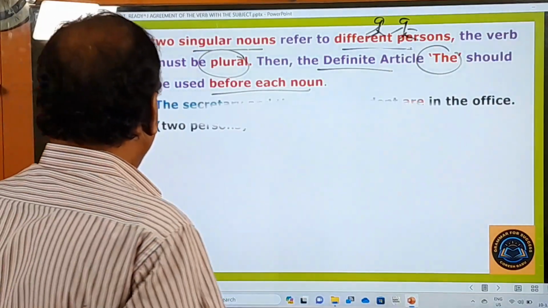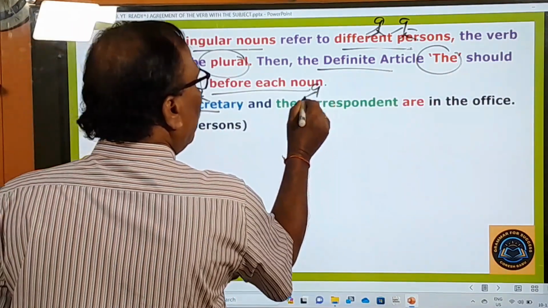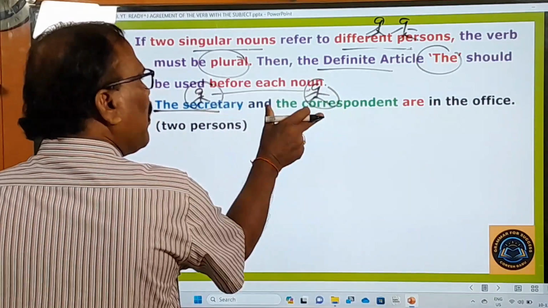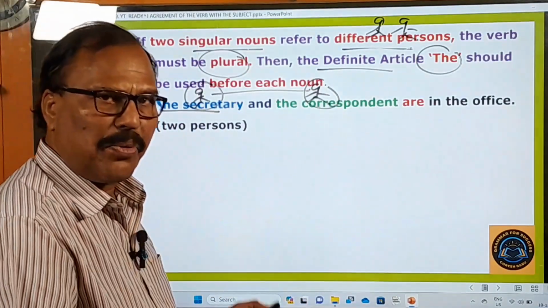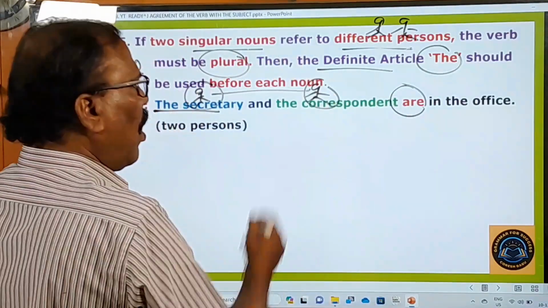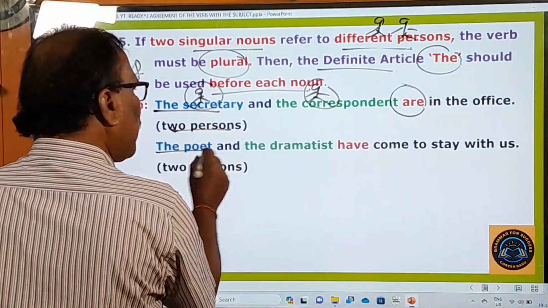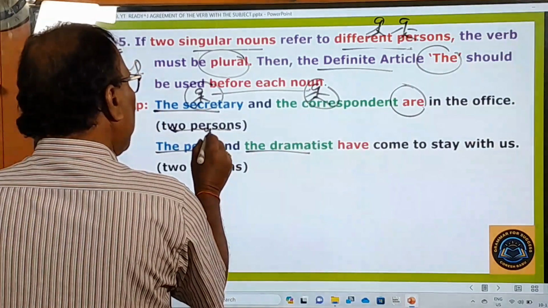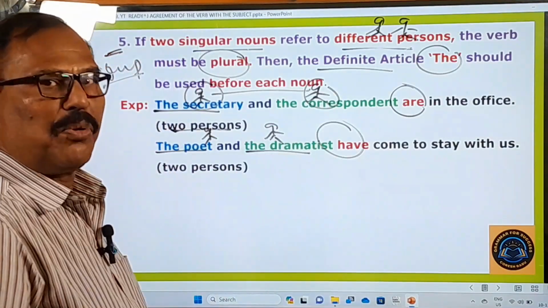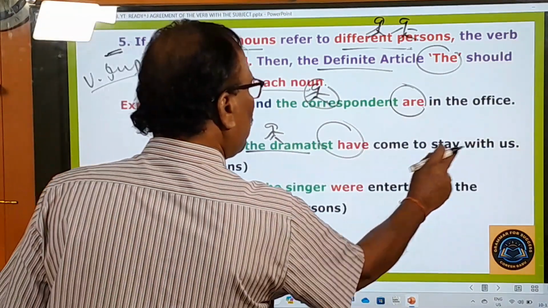Come on, I'll give you the same examples. The secretary, one person. The correspondent, another person. So this is a different person, this is a different person. Two persons are there. Two persons means it's a plural subject. Then the plural verb must be used here. That's why you say, the secretary and the correspondent are in the office. And here two persons. Then the poet and the dramatist. This is one person, this is also another person, and therefore we use the plural verb here. The poet and the dramatist have come to stay with us.